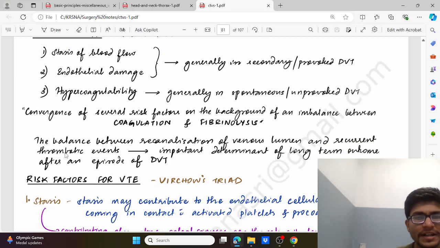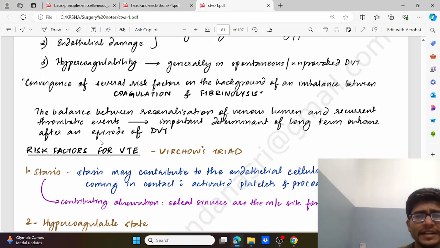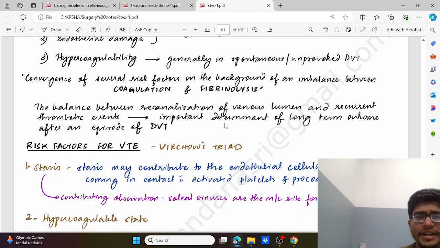So there is a convergence of several risk factors in the background of an imbalance between coagulation and fibrinolysis. Normally these are very balanced and prevent coagulation of blood in the venous system. But if there is an imbalance, it will result in coagulation and clotting, venous thrombosis. The balance between recanalization of the venous lumen and recurrent thrombotic events is an important determinant of long-term outcome after an episode of DVT.